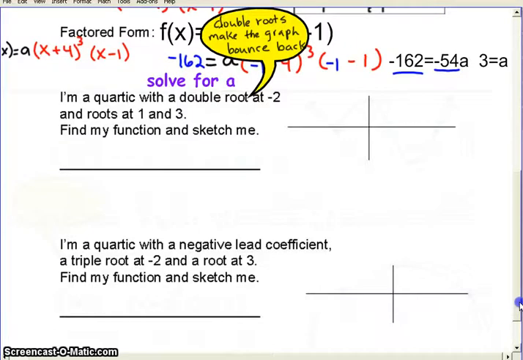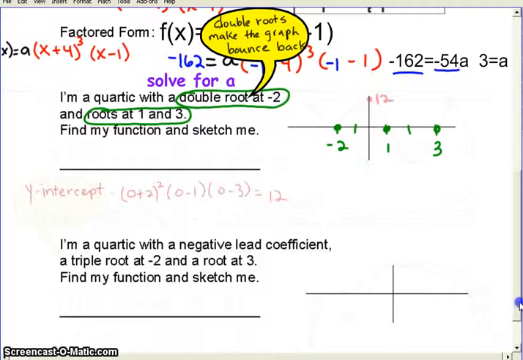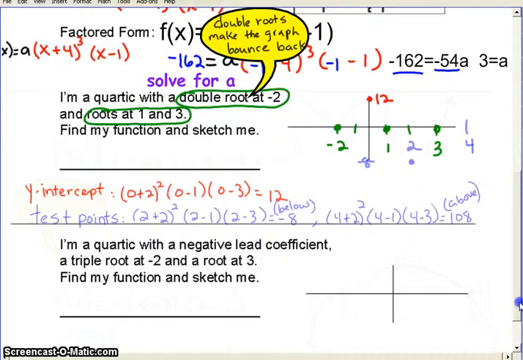Let's go ahead and start by graphing our roots. Before we can finish, we're going to need to find the y-intercept. So plug in x equals 0 across the board, and that ends up to be 2. Now we're going to pick some test points to determine the direction of the graph. If I choose x equals +2, my answer is -8, which indicates the graph is below 0. And if I choose +4 for x, I get +108, so that indicates the graph is above the x-axis.